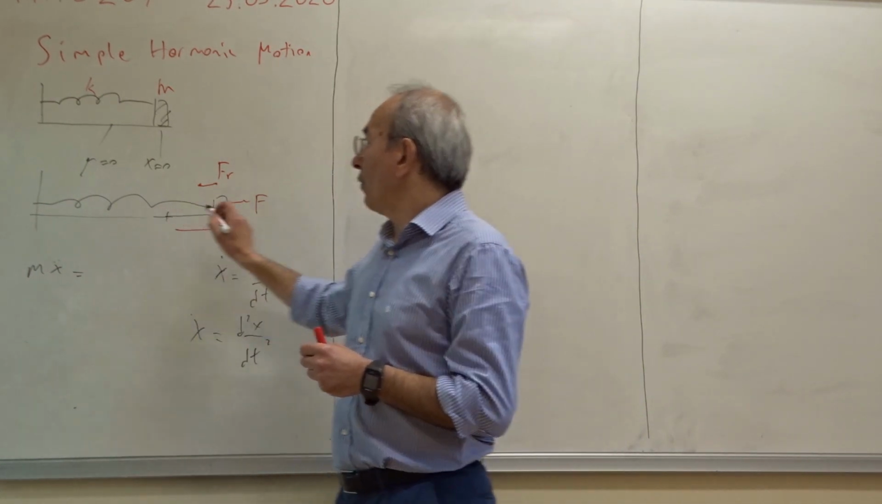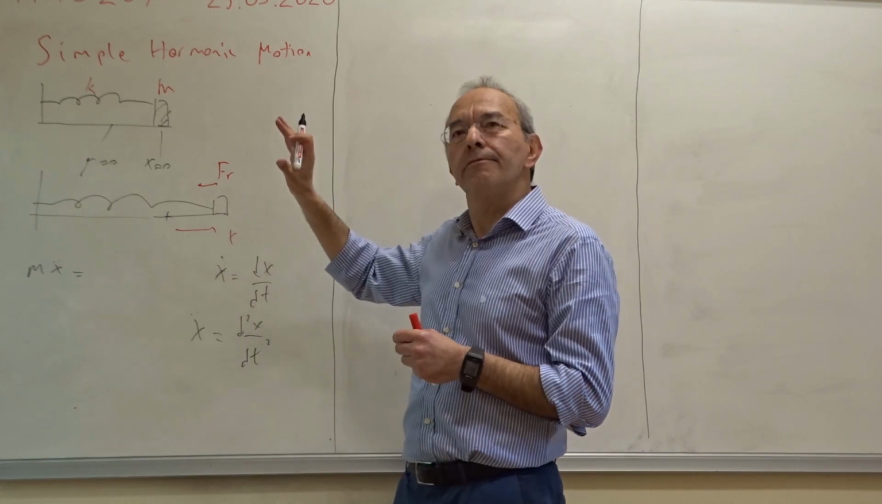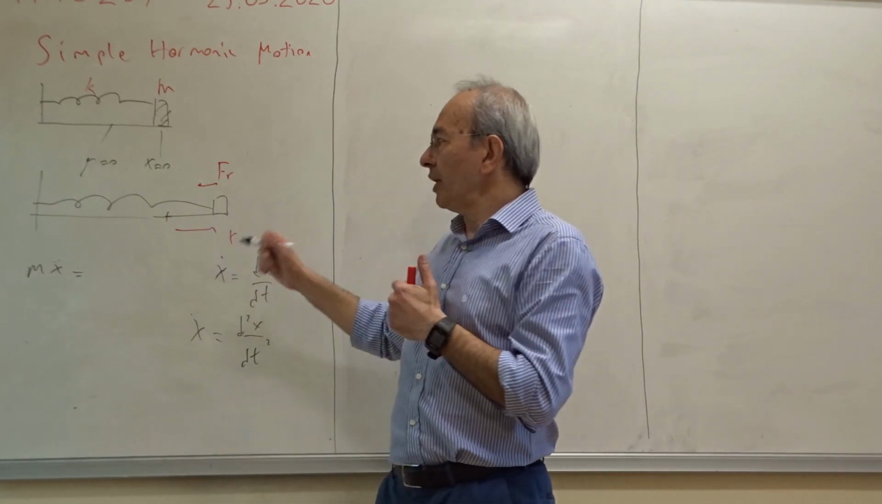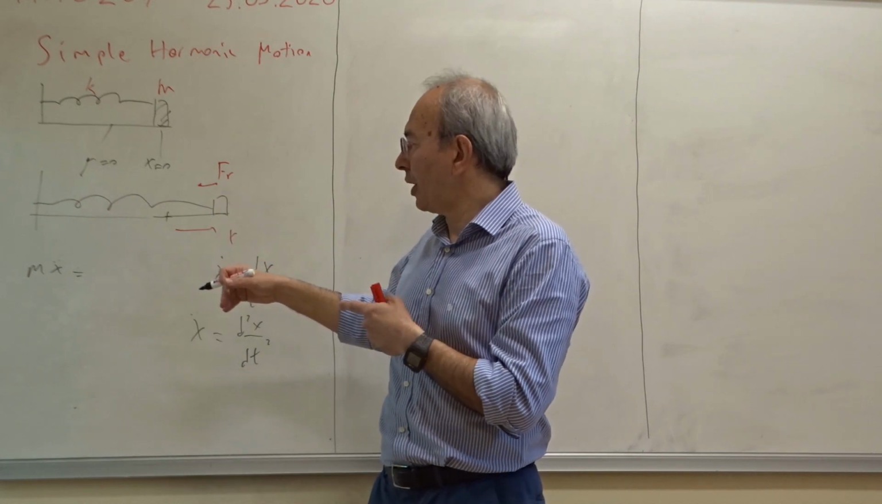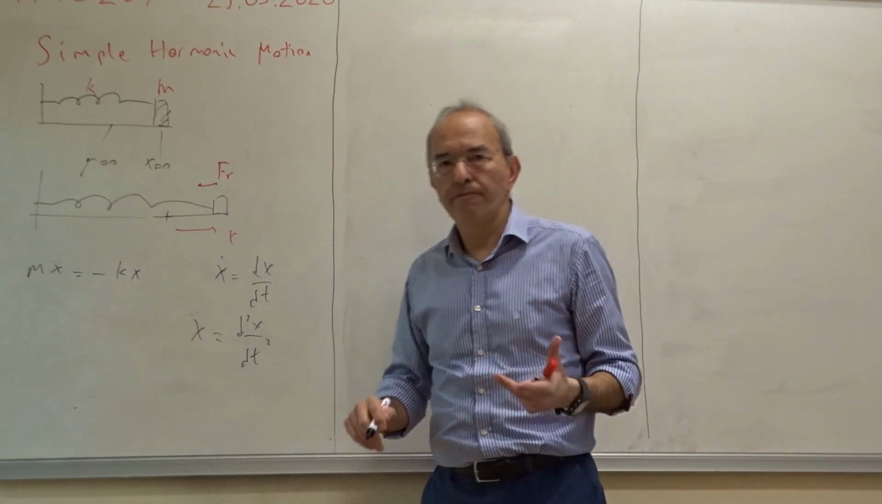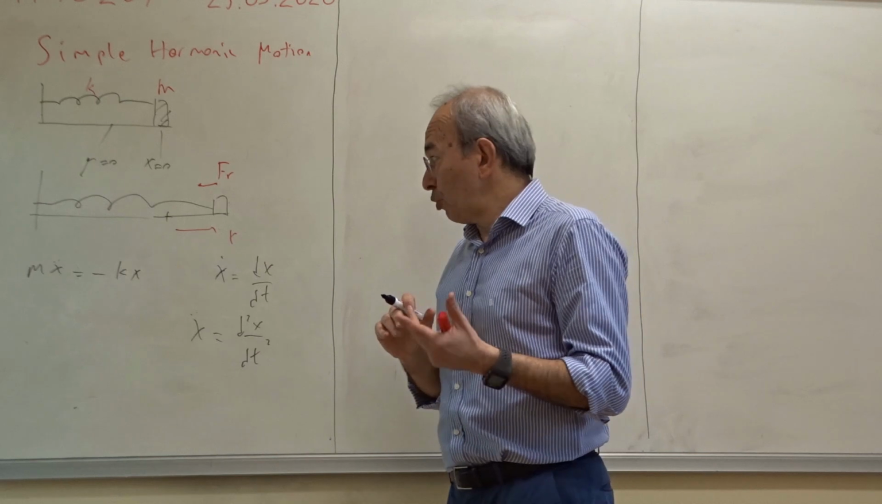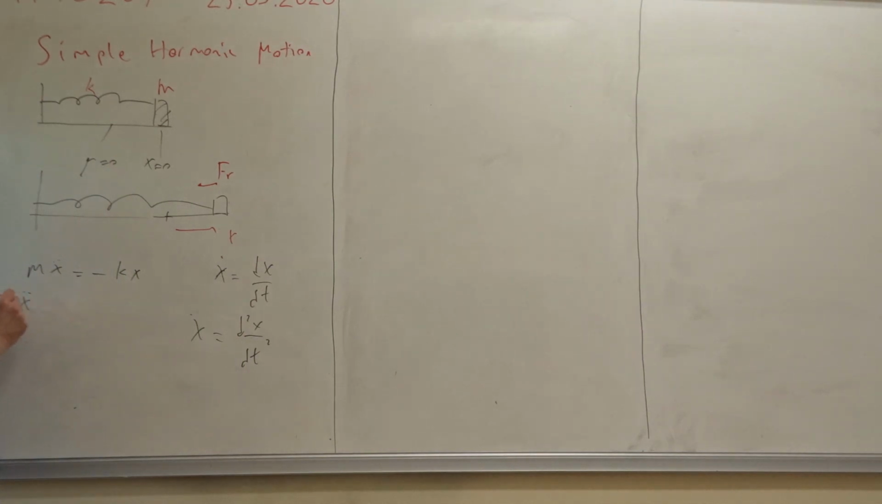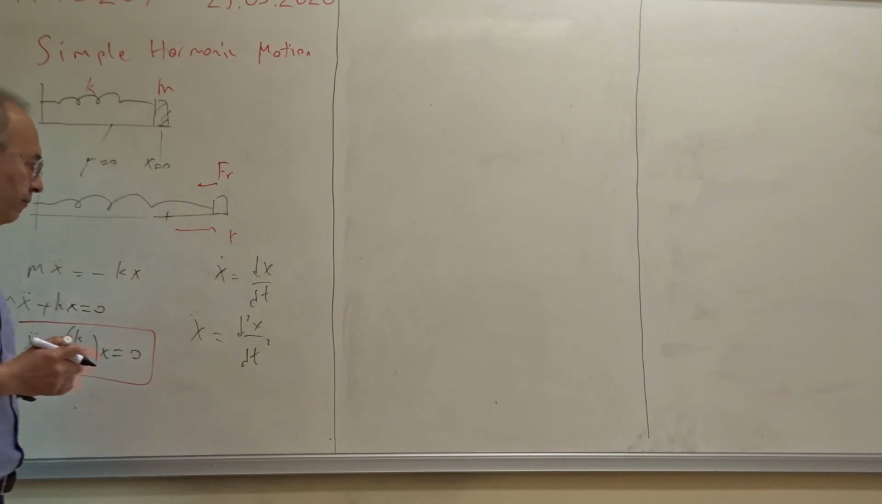But what is the force on this object when you leave it? It is just a restoring force. Since x is positive to the right, but the restoring force is trying to pull it back, it's a negative force, minus k times x. Hooke's law: the force is proportional to the displacement. So m times x double dot plus k times x is 0, and if you divide by m, you get the equation of motion. And this is the equation of motion for such a system.